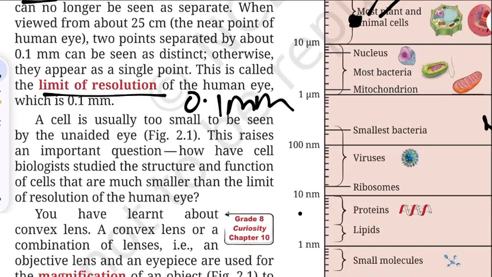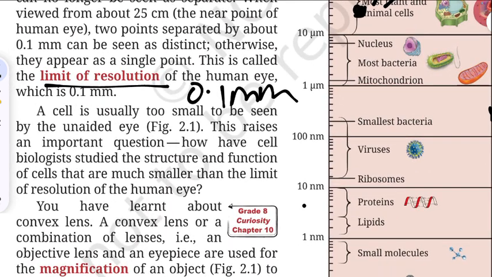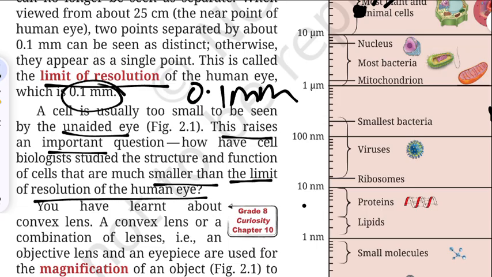A cell is usually too small to be seen by the unaided eye, that is, the naked eye. This raises an important question. How have cell biologists studied the structure and function of cells that are much smaller than the limit of resolution of the human eye? The limit of resolution of the human eye is 0.1 mm, and cells are much smaller than that. So how have they studied them?